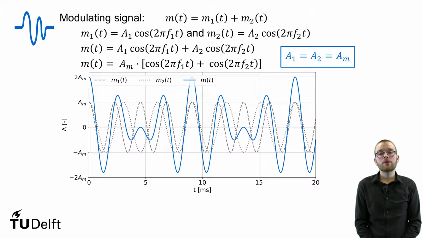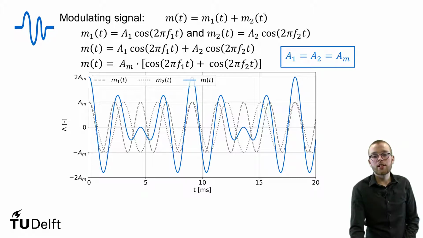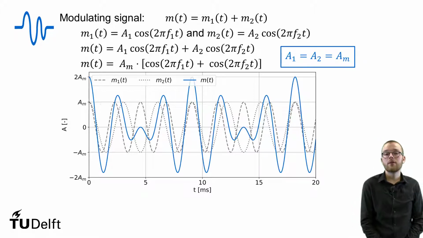Now think about for yourself what happens when either A1 or A2 becomes very small. How does this affect our final modulating signal? We want to transfer this modulating signal, and for this we need a carrier signal.